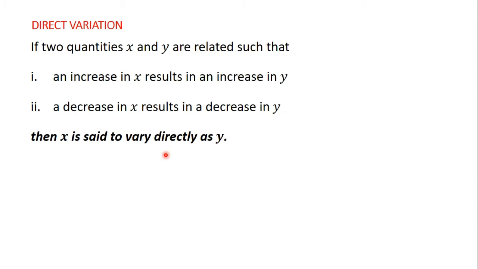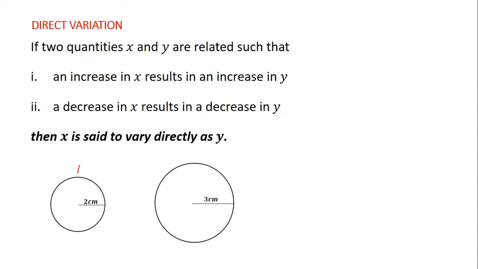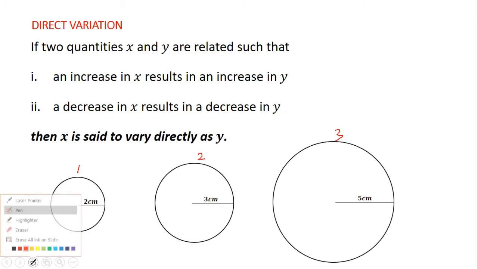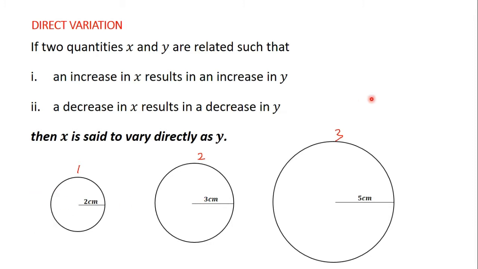Let's consider these examples. Let's consider these circles. We will call this one circle 1, and circle 1 has a radius of 2 centimeters. We will call this circle 2. Circle 2 has a radius of 3 centimeters. And we will call this circle 3. Circle 3 has a radius of 5 centimeters. So we have circle 1, circle 2, and circle 3.